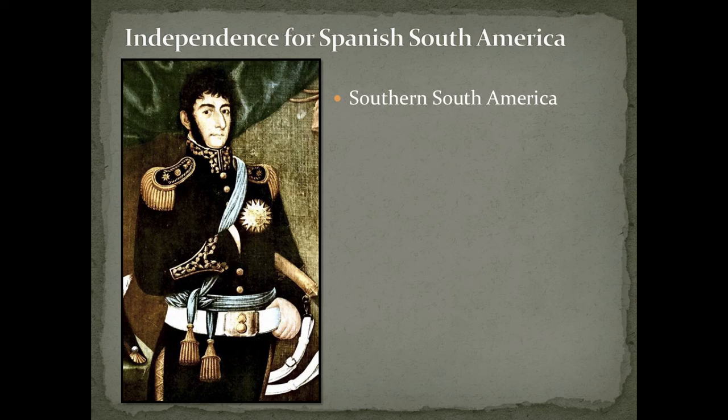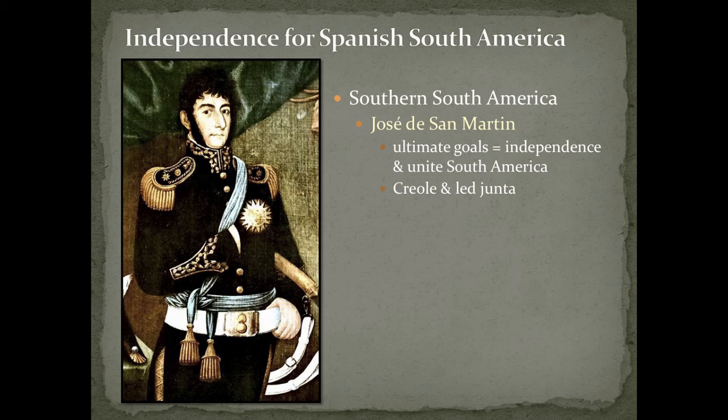All right, so from the south of South America, southern South America, coming out of the Rio de la Plata, you have José de San Martin. And he's very much like Simón Bolívar. They actually wind up meeting together to finish off the Spanish forces in South America to proclaim ultimate independence for all of Spanish South America. But like Bolivar, he's looking for independence and uniting South America. So he's a visionary too, in a positive way. He's highly inspired by the Enlightenment. He's a Creole too, like Bolivar and Iturbide.